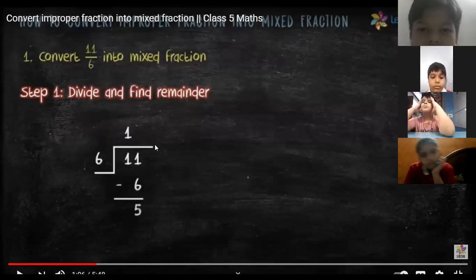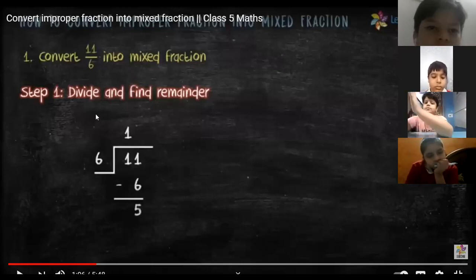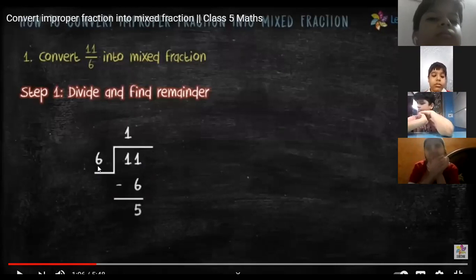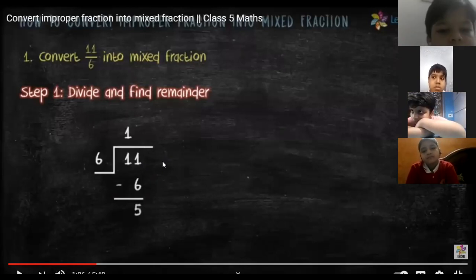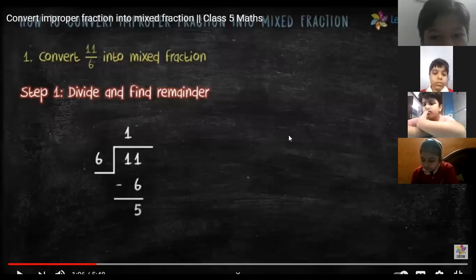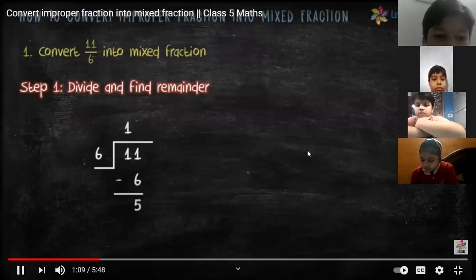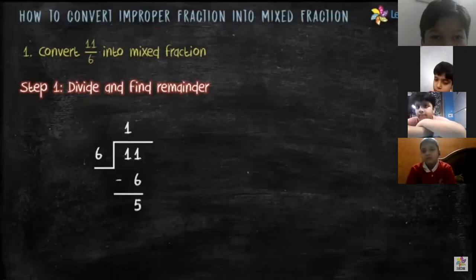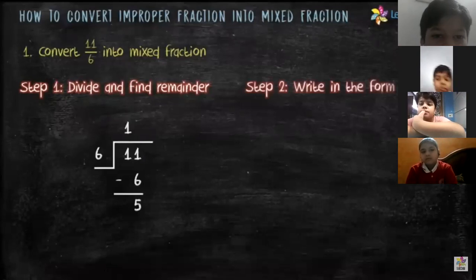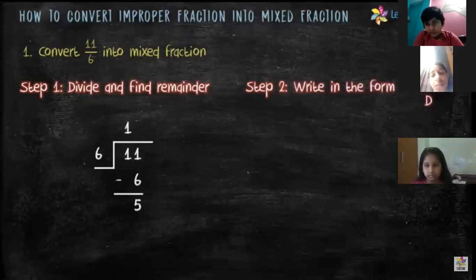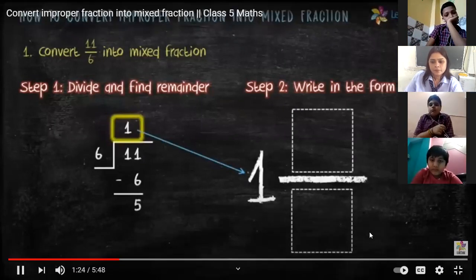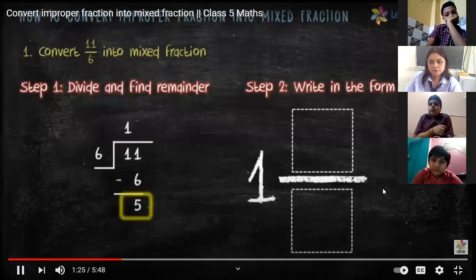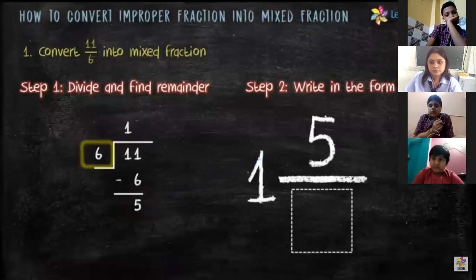So here our first step is to divide the numerator by the denominator, and we have to find out the remainder. Now we are moving to the second step. We have got remainder equal to 5 and quotient equal to 1. Now step 2 is to write in the form Q R by D. Students, first write the quotient, next write the remainder, and in the last write the divisor.